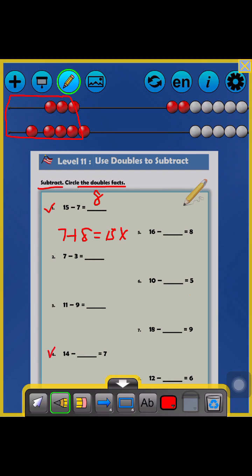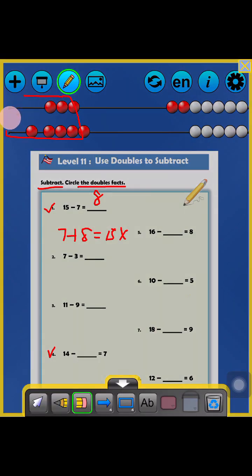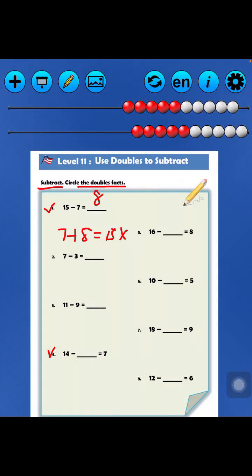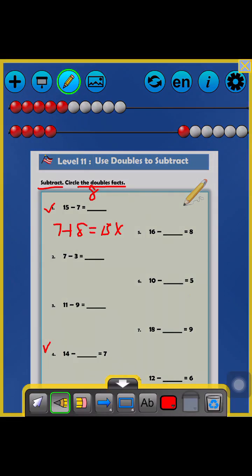Then we will look at question 4. We need to find 14 minus something equals 7. We first move 14 bits to the left hand side, 10 bits, and we need to move 4 more. 1, 2, 3, 4. Okay, do you still remember fact family?